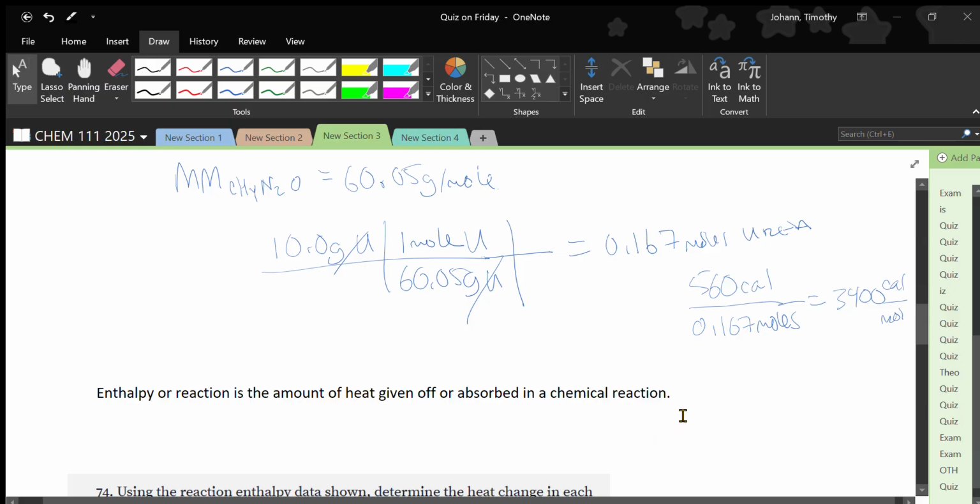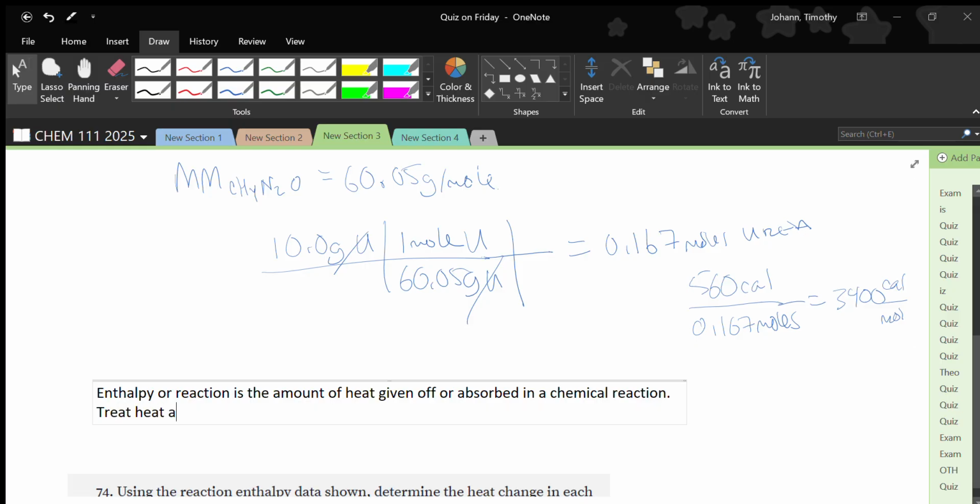All right, so what we're going to do is treat heat as a reactant or a product, but as a chemical reactant or product. That's going to give us some rules here. It's going to be part of our equation. It's going to be a number, right?